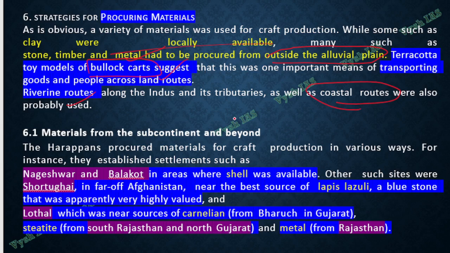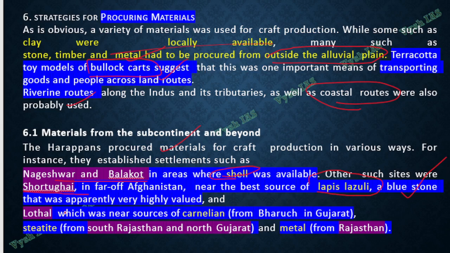Then, the materials from the subcontinent and beyond: there is a next heading where they are telling different places again. Nageshwar and Balakot, I told you, you can get the shells, because it's a coastal area. Shortugai, where I told you the canals are, you will get something called lapis lazuli, a blue stone. So one yellow stone you studied, one red color you studied, blue color you are studying, special stones you are studying. This and all, a match the following question can come.